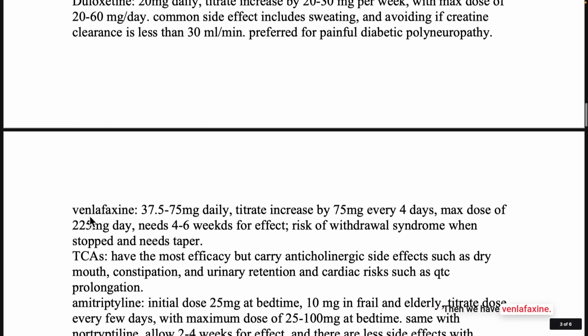Then we have venlafaxine, it's also an SNRI. You can start with 37.5 to 75 milligrams daily, increase by 75 milligrams every 4 days, max dose of 225 milligrams per day. You need 4 to 6 weeks for the effect. And there's also a risk of withdrawal symptoms when stopped, and this needs a taper.